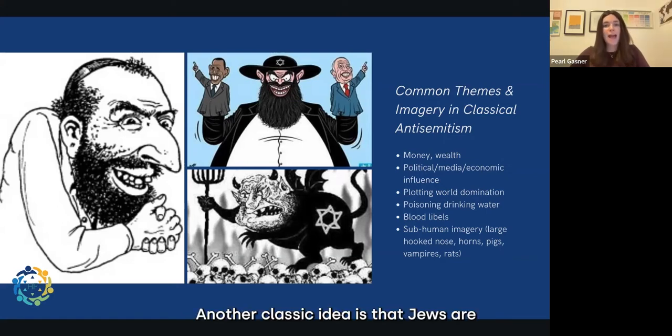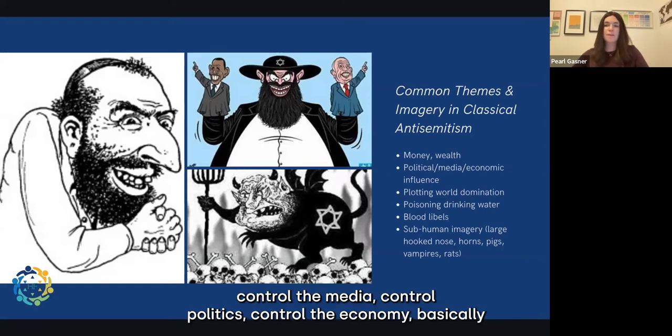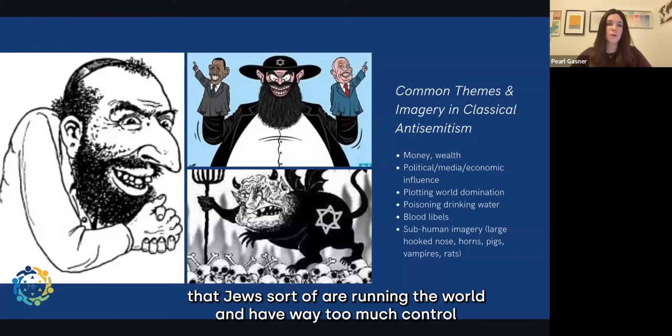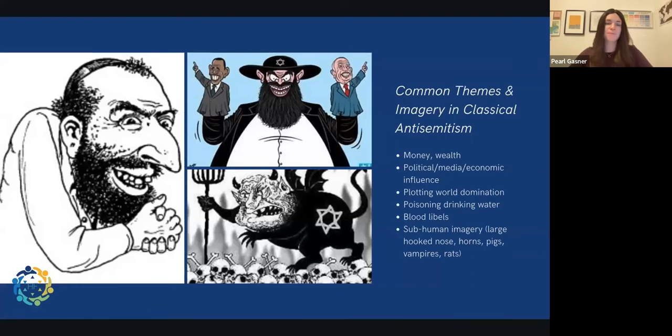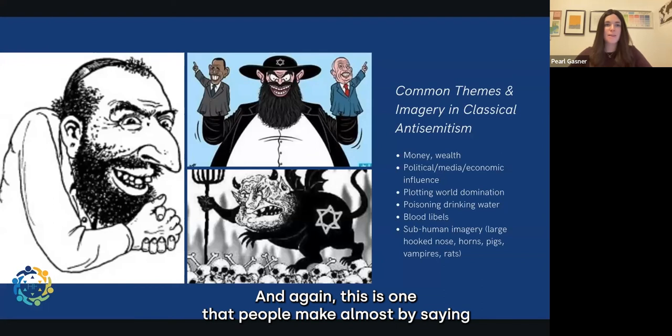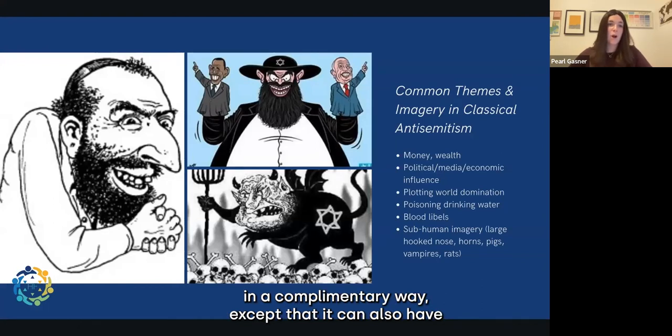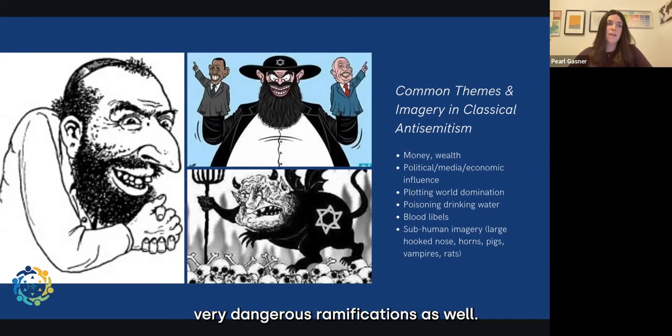Another classic idea is that Jews control the media, control politics, control the economy, basically that Jews are running the world and have way too much control in a given area of society. Again, this is one that people might say in a complimentary way, except that it can also have very dangerous ramifications.